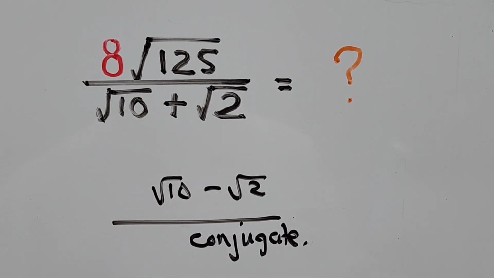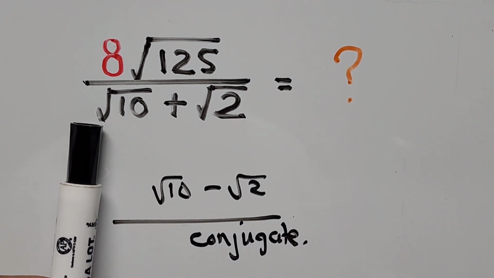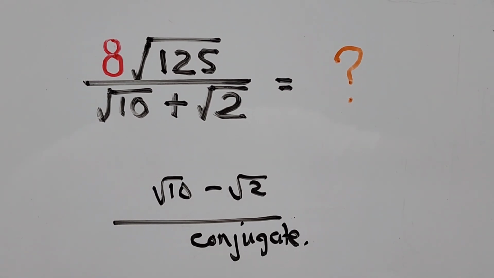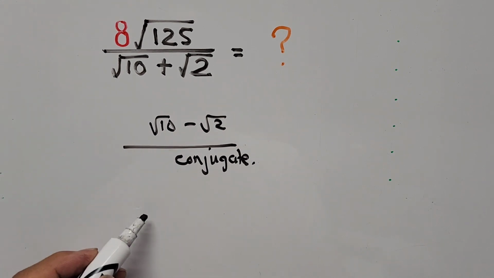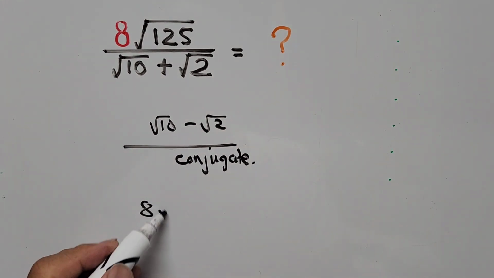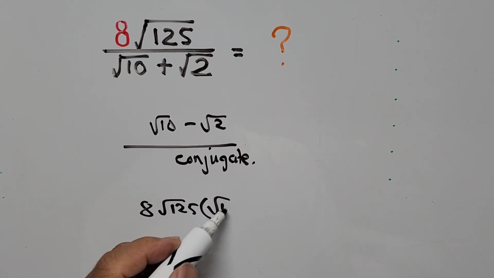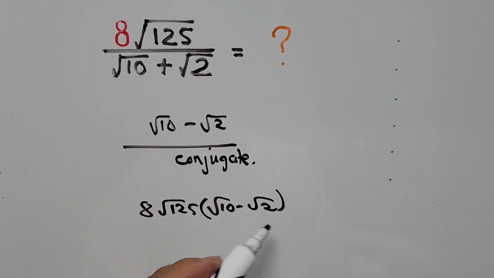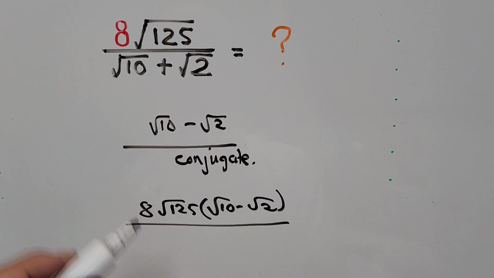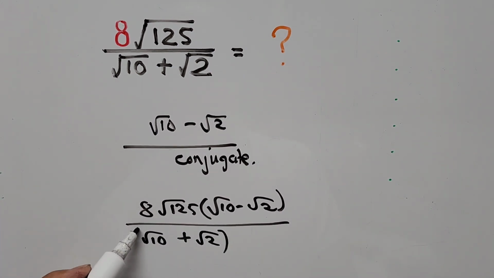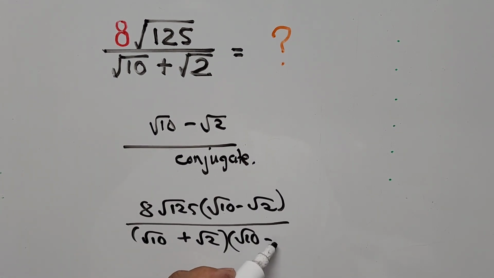So now we're multiplying this conjugate to the denominator, likewise to the numerator. So we have 8 times the square root of 125 times the conjugate, square root of 10 minus square root of 2, divided by the denominator, square root of 10 plus square root of 2, multiplied with the conjugate, square root of 10 minus square root of 2.